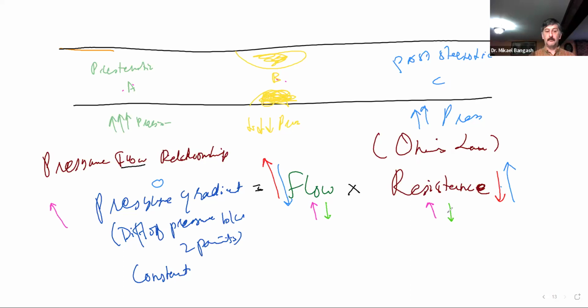The reason I say or, is that will cause the pressure gradient to decrease. But you can't increase both flow and resistance. When you increase the flow, that's because you have a lesser resistance. Or when you increase the resistance, that's going to give you lesser flow. Or if you reduce the resistance, you will have a greater flow.